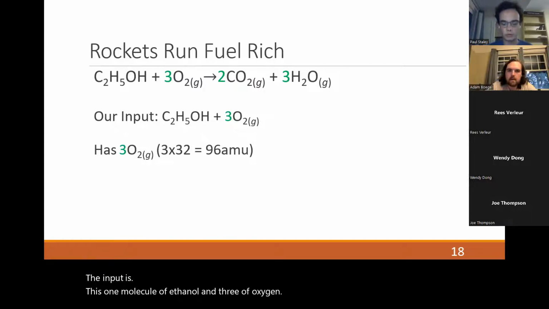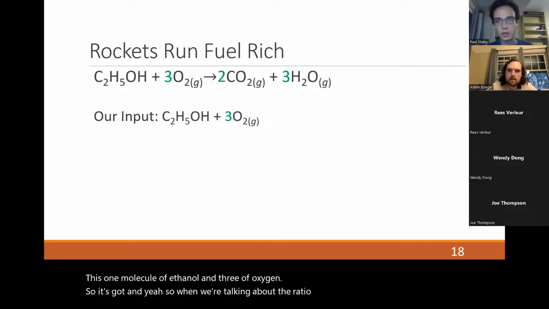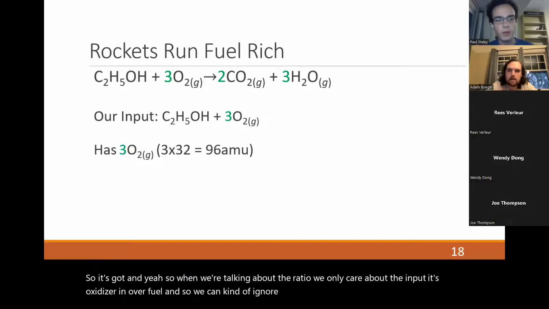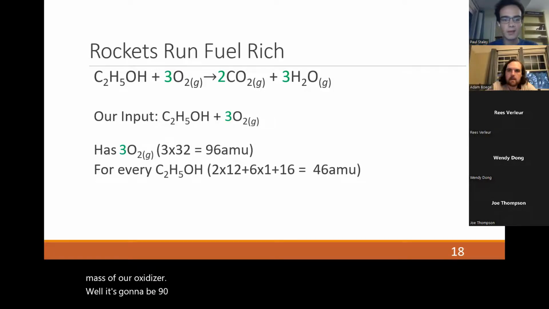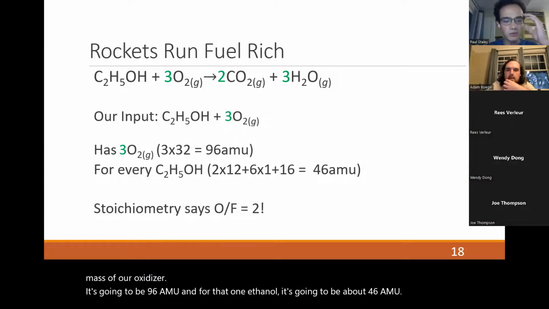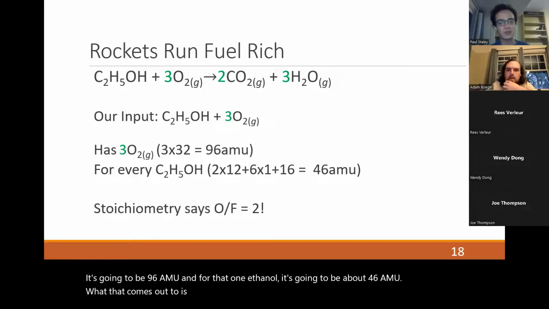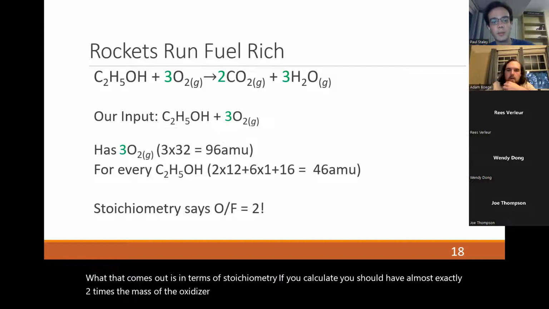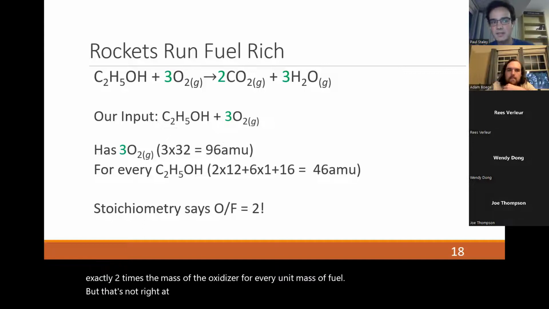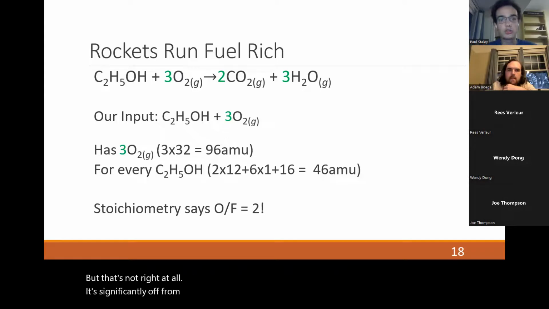So when we're talking about the ratio, we only care about the input. It's oxidizer in over fuel in. So we can ignore the right half of this equation. What's the mass of our oxidizer? Well, it's going to be 96 AMU. And for that 1 ethanol, it's going to be about 46 AMU. And what that comes out to, in terms of stoichiometry, if you calculate it, is almost exactly 2 times the mass of the oxidizer for every unit mass of fuel. But that's not right at all. It's significantly off from that, in the rich direction.